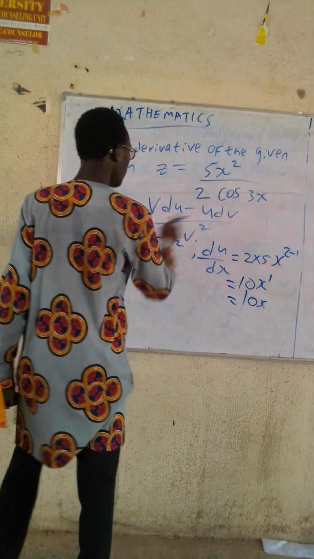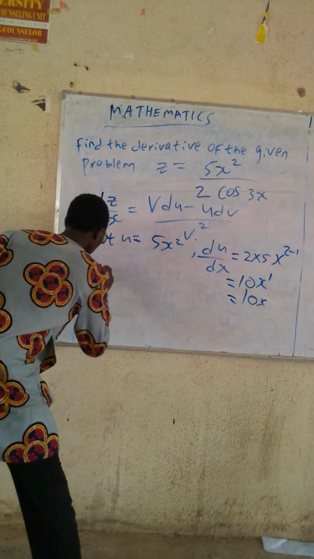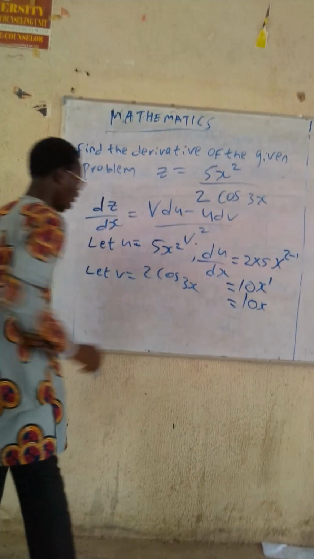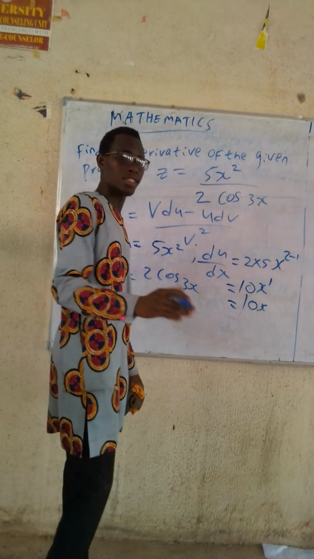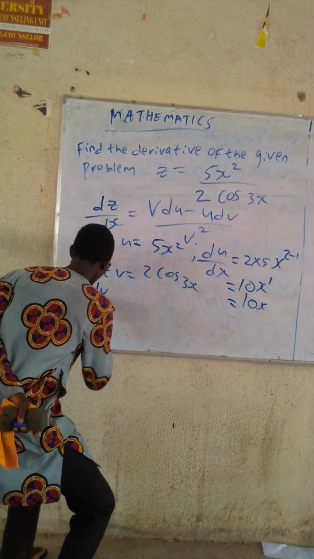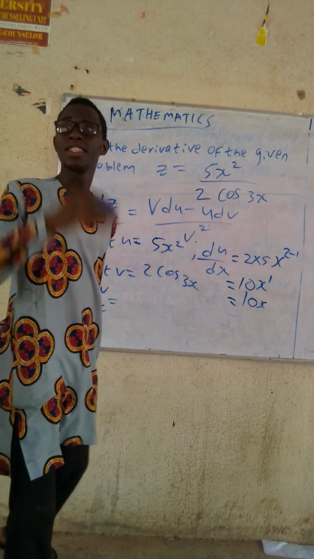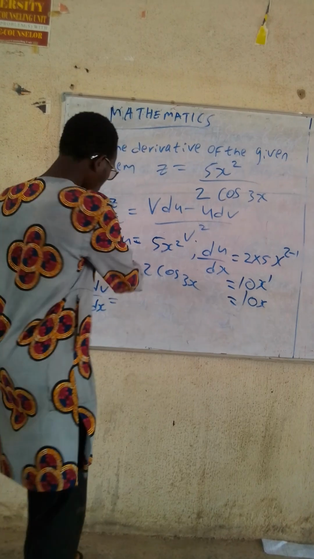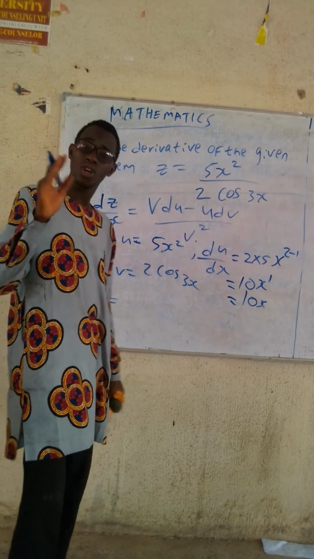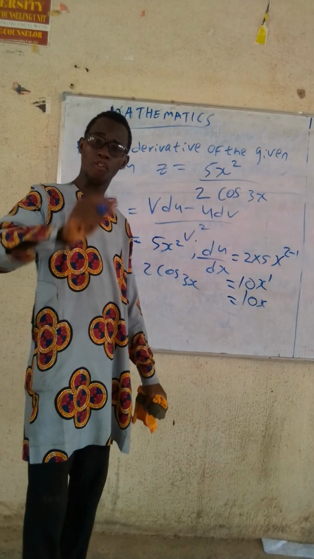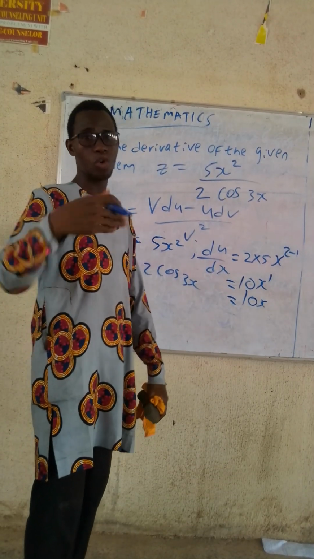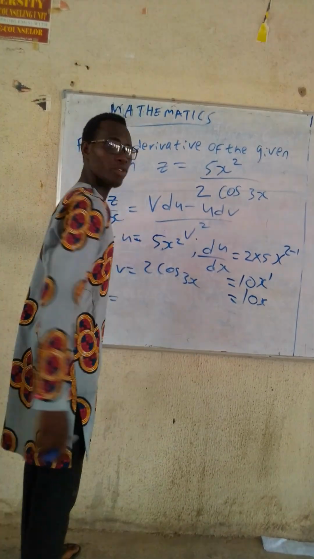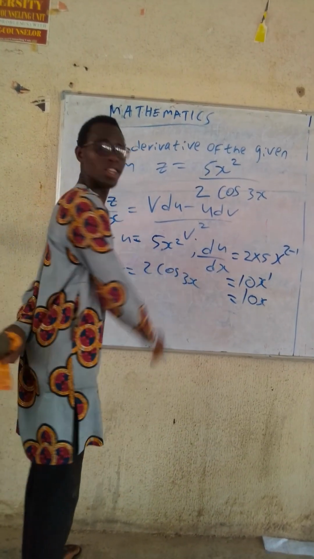So let v equal to 2 cos 3x. So we are going to find dv/dx, that means we are going to find the derivative of v with respect to x. So how can we find that now? You're going to agree with me that in mathematics, the derivative of cos theta is minus sin theta. So since we have this one, we are going to differentiate 2 cos 3x.